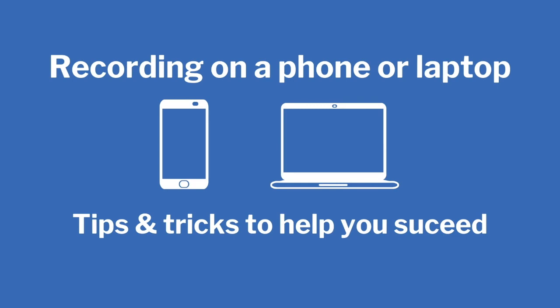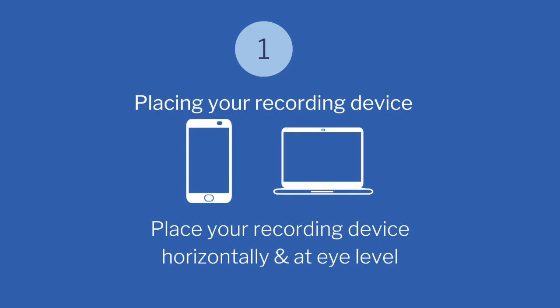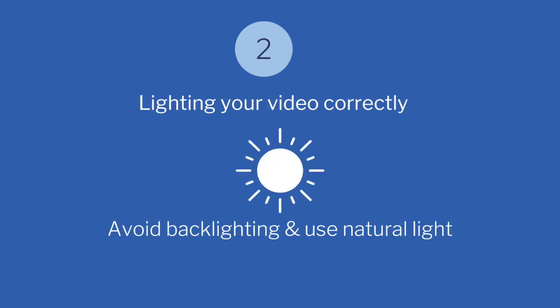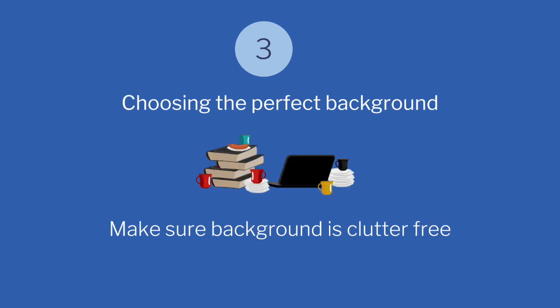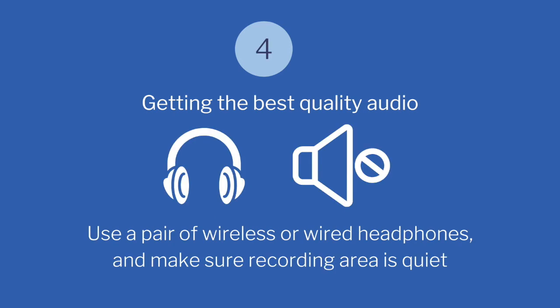Just to recap, when placing your recording device, place it horizontally and make sure that it's at eye level. With your lighting, avoid being backlit and try and use natural light. Your background should be clear and clutter-free. And in order to get the best audio, try using a pair of wired or wireless headphones in your ears. And make sure that the area is quiet.